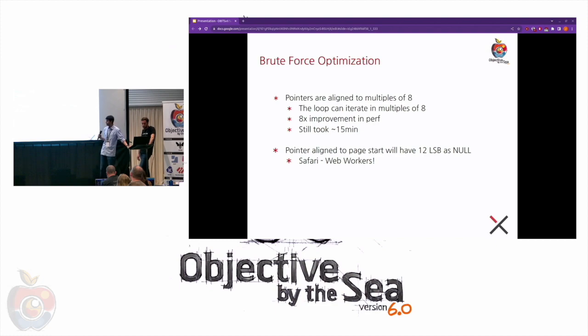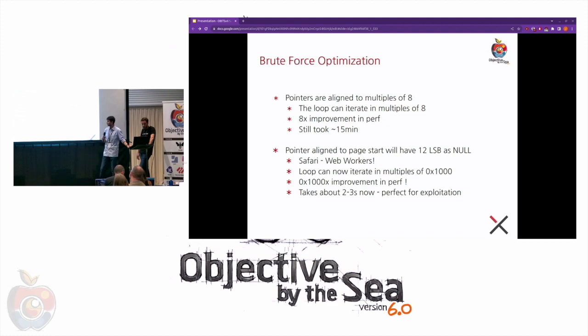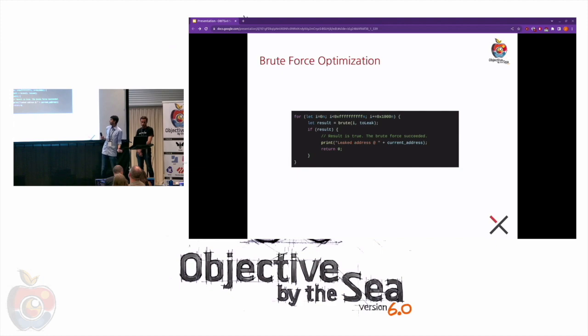So we found a method where we can have an object whose address has the lowest 12 least significant bits set to null, which means that we can do the loop iterations in steps of 0x1000, which is a 0x1000x performance benefit, and now our brute force takes less than 3 seconds. And this was perfect for exploitation. The only difference is that the I increment became 0x1000, the rest is the same.